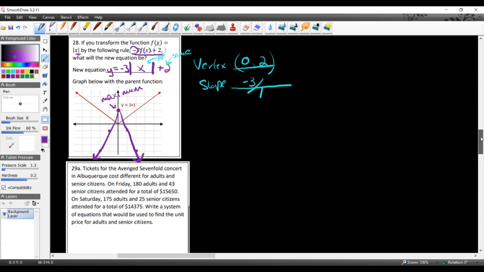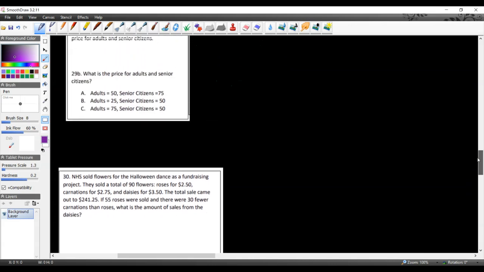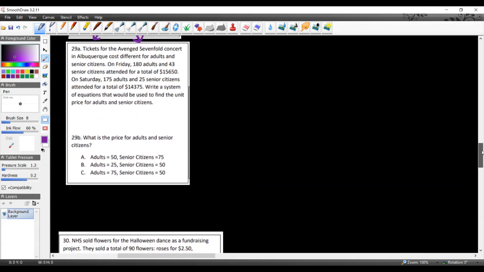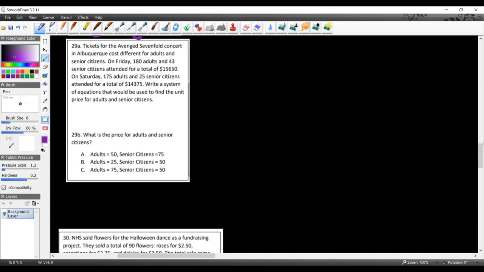So moving on, we have our last two word problems. We know how much you all love word problems. So this first one is asking you, I believe, to write a system. Tickets for the Avenged Sevenfold concert in Albuquerque cost different for adults and senior citizens. On Friday, so on one day, we have 180 adults and 43 senior citizens. And that was a total of 15,650. I'm going to write that as I go.